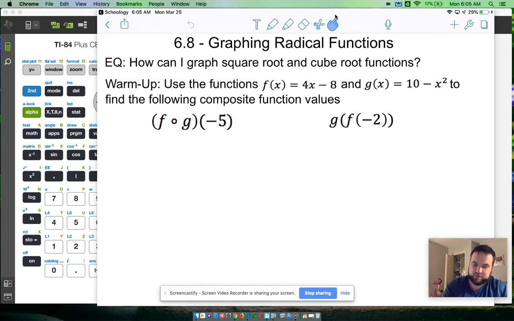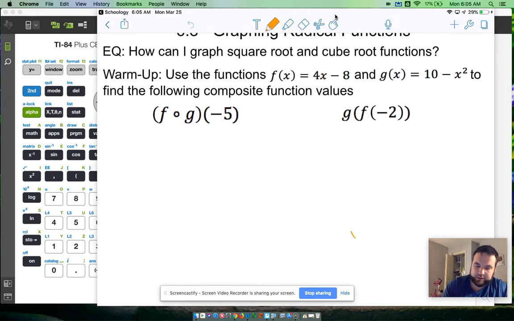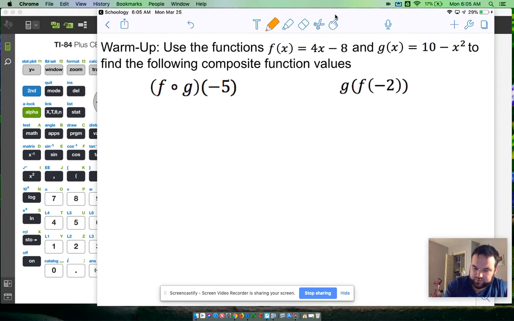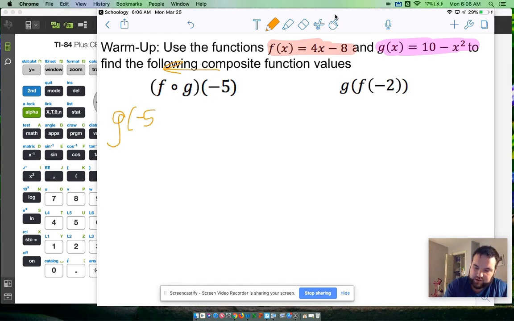As a quick warm-up, just to recap what we do with these compositional functions. If I have two functions, f of x and a second function g of x, and I want to find f of g of -5. Again, the order for that is kind of working backwards. So I'm going to take -5, plug it into g. I'm going to first find g of -5, which is 10 minus x squared.